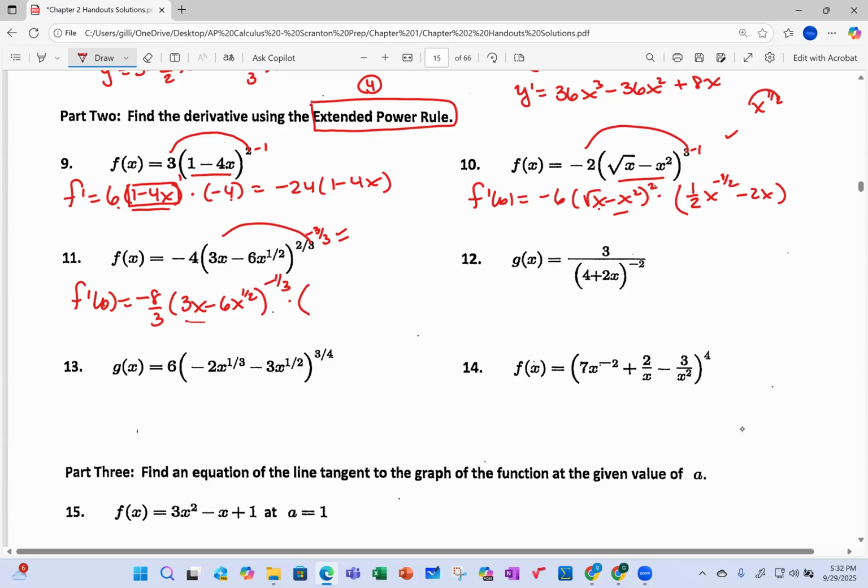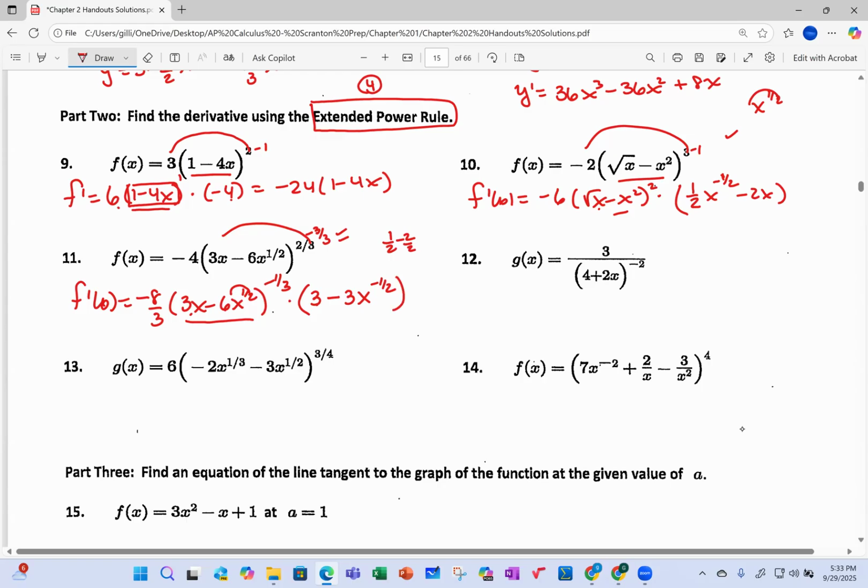So all eyes are on the inside stuff. It's another derivative rule. It's the power rule again, but on the inside. The derivative of 3x is 3. Drop down the power. 6 times 1/2 is 3. Repeat the x. And when you take 1/2 and decrease it by 1, you get negative 1/2.